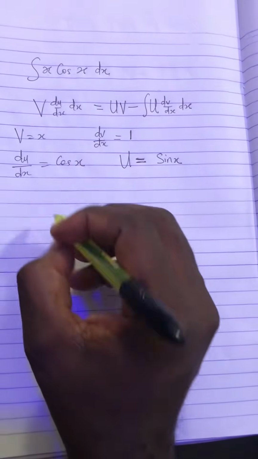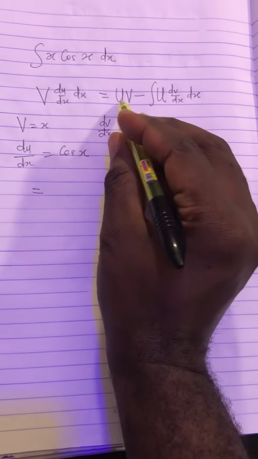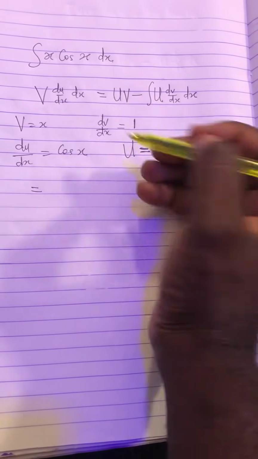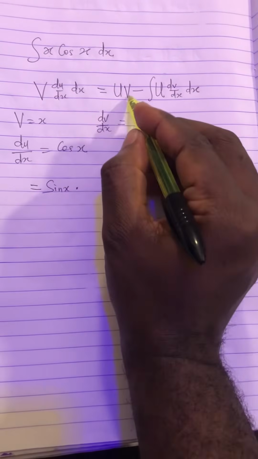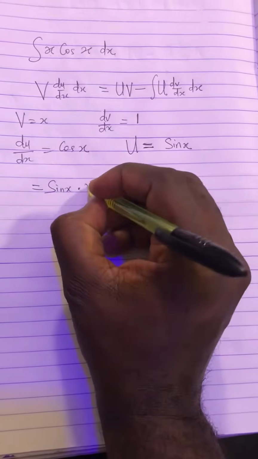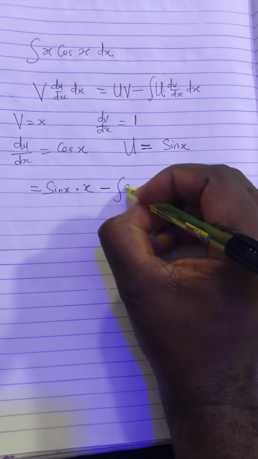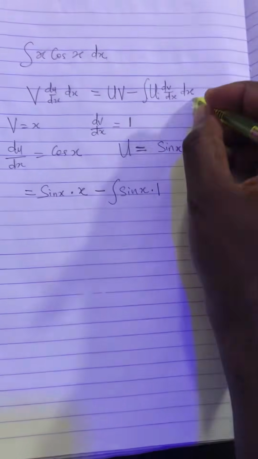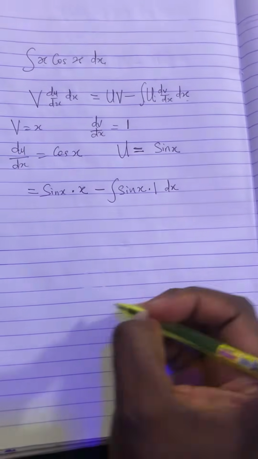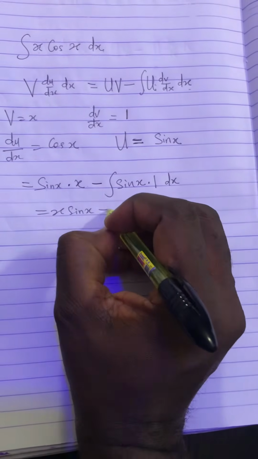What we now do is to say that u, let's apply the rule now. Who is u? U is sine x, multiplied by v. Who is v? X, minus integral. We are following this formula, remember. Integral u is u again, sine x. And who is dv dx? dv dx is 1. Then dx. So class, sine x times x is x sine x minus integral.